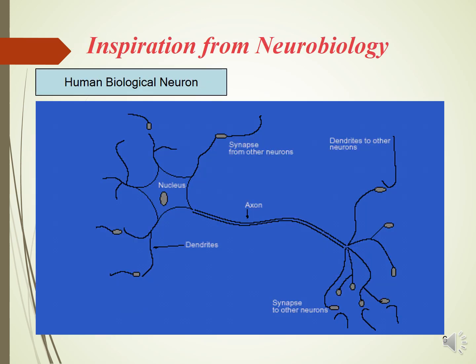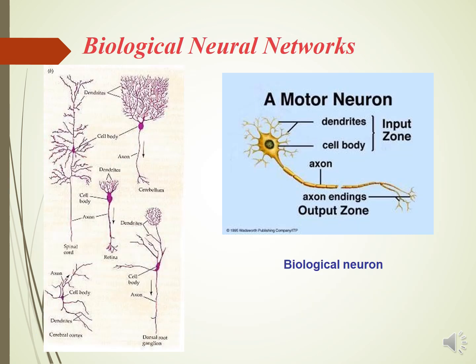Next comes the inspiration from neurobiology. If you take our own biological neurons, which are present in the brain, that is the human biological neuron. You can see that you have a center nucleus, and all the dendrites are connected with an axon, and finally these dendrites will be connected to other neurons. I have shown only one neuron here, but you have millions of neurons in our brain. These act as neural networks.